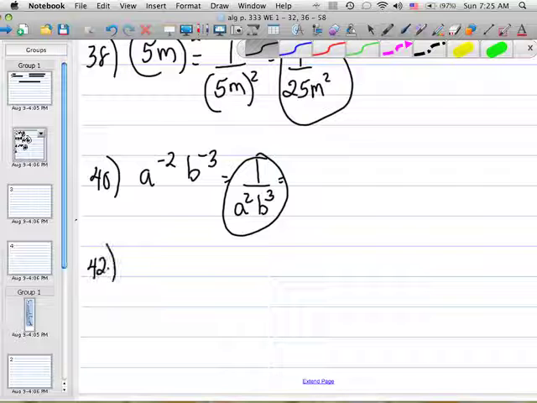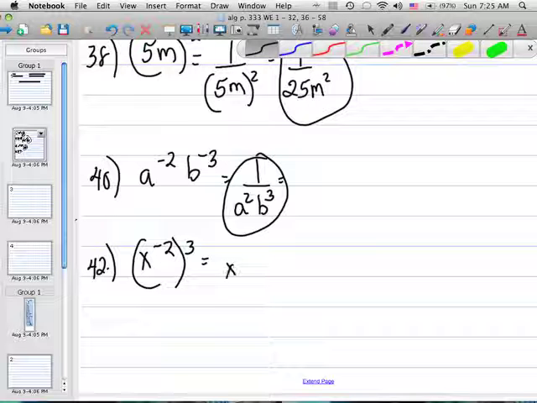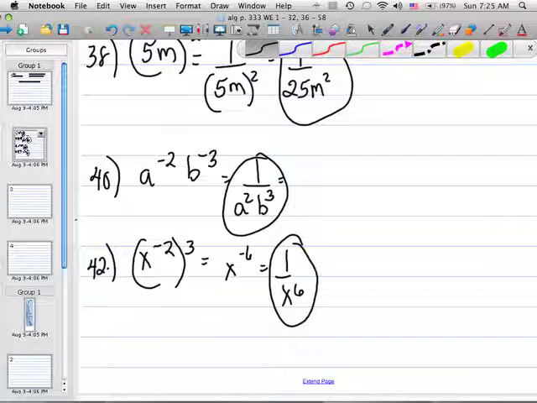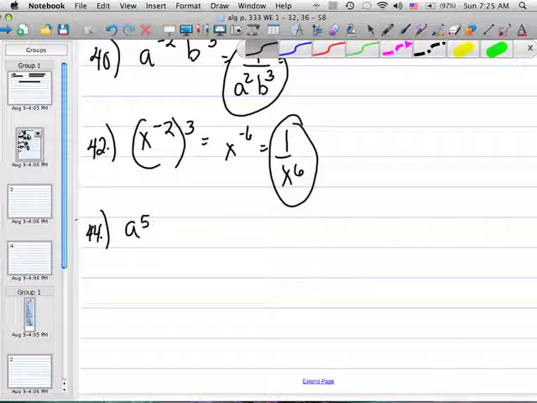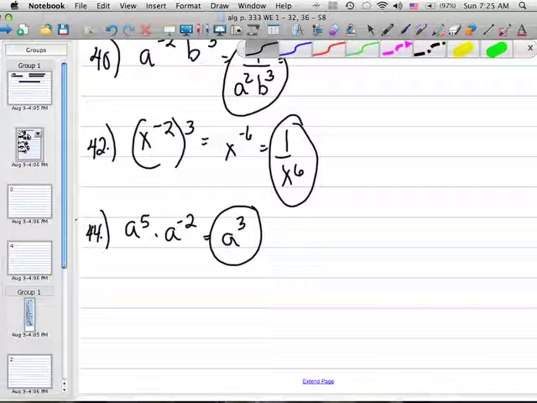42, I have x to the negative 2 taken to the third. This time I'm going to multiply the exponents, so I get x to the negative 6, which is 1 over x to the 6. You could have put 1 over x squared and then cubed it, but for me this was easier. 44, you have a to the 5th times a to the negative 2. Bases are the same, so you add the exponents, you get a to the 3rd. And that's our answer. 5 plus negative 2 is 3.